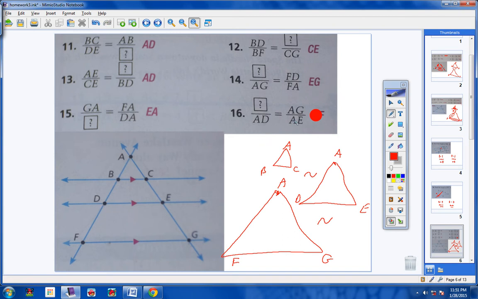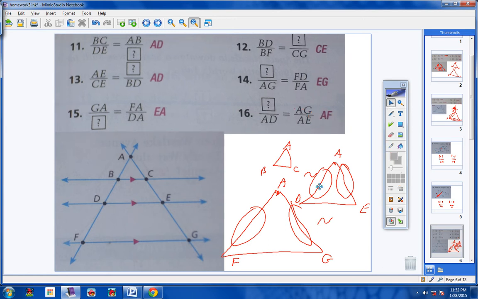We have AG, the whole side, over AE. So AG over AE equals AF over AD. That's got to be it, because look at it again. Alright, here we go. AG over AE. So this side over this side equals something over AD, it's got to be AF over AD. So AF would be correct. Okay.